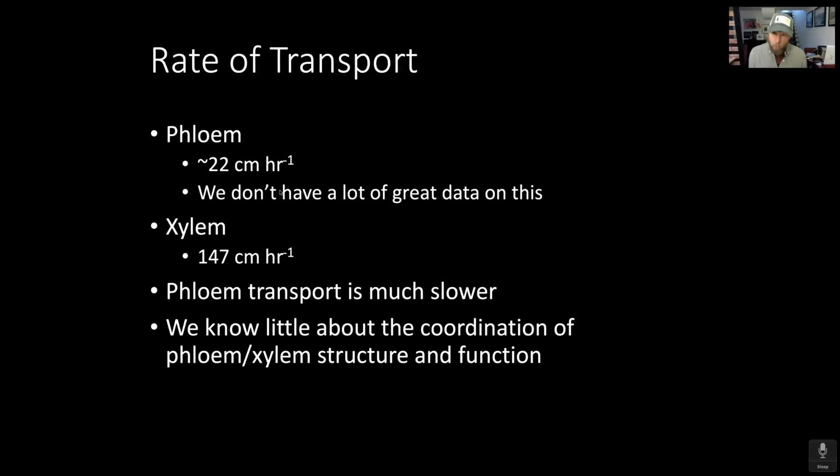The rate of transport, the main point I want to make here is how slow phloem transport is relative to xylem transport. You can see xylem transport is 6-7 times as fast as the rate of transport in the phloem, although we don't have great data on the rate of phloem transport. So this is a rough approximation, but we do know it's slower than xylem transport.